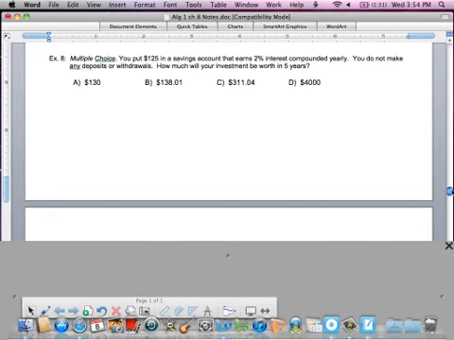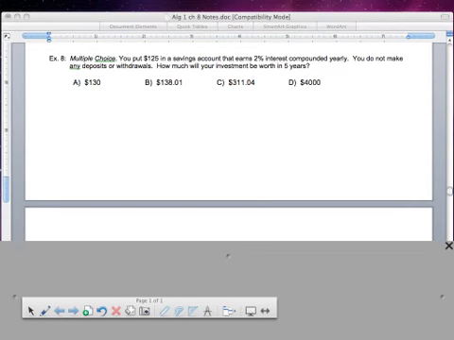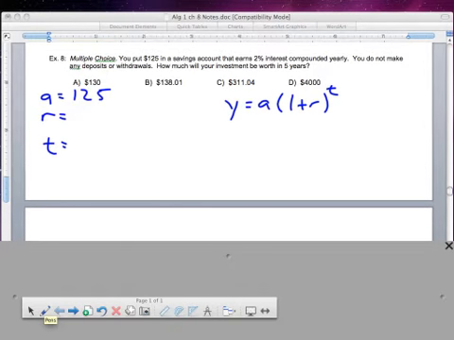All right. So the next example says, you put $125 in an account that earns 2% compounded yearly. You do not make any deposits or withdrawals. How much will your investment be worth in 5 years? Again, remember the model is Y equals A times 1 plus R raised to the T power. A, initial amount. R, interest rate. T, the amount of times that it's going to be compounded, or the time period. So the initial amount is $125 I put in. I have a 2% interest rate, and the amount of time is 5 years.